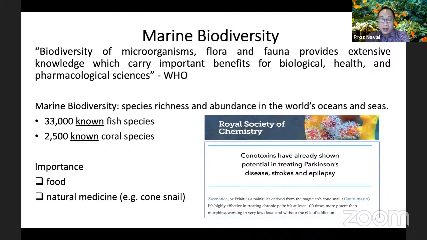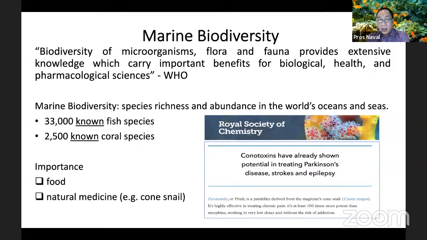cancer and many others. In fact, in our Marine Science Institute, there have been lots of researches along this line of using, for example, cone snail as painkiller. Cone snail toxins, so-called conotoxins, have been proven useful in treating Parkinson's disease, strokes, epilepsy, and so on.